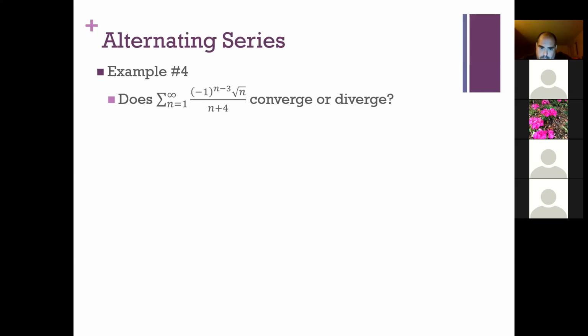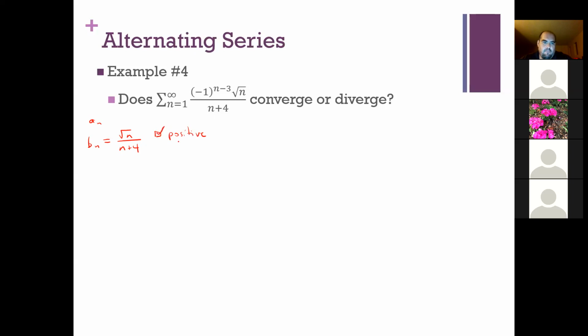B sub n is positive. So what is B sub n? That would be the square root of n over n plus 4. All right. So you're saying this is positive, which I agree with. So that's a good start.